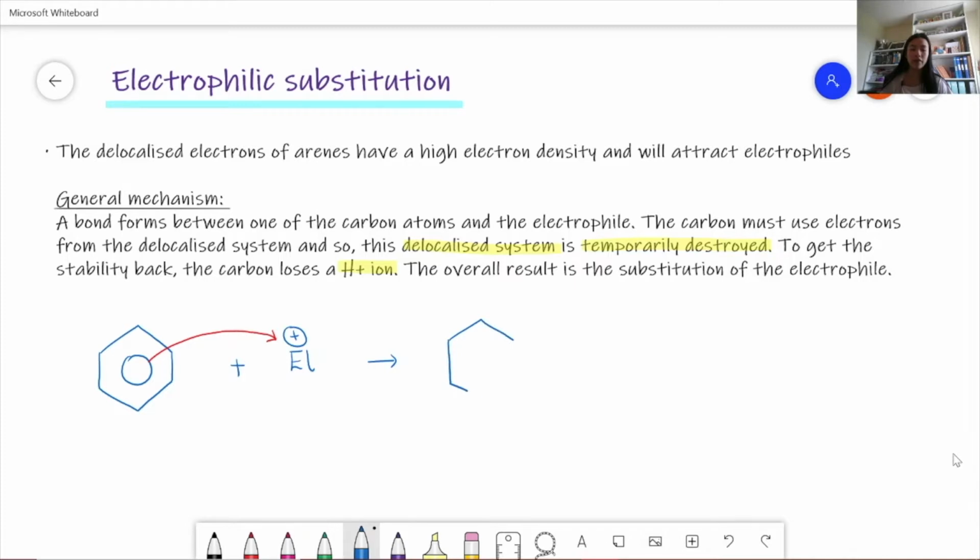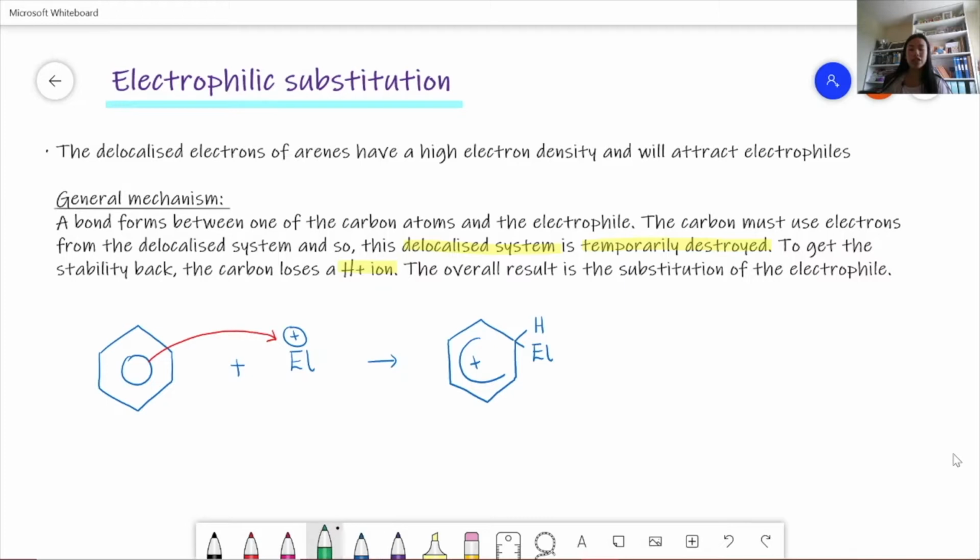is, again, we draw the hexagon, but this time we're going to have a temporarily destroyed benzene. So the delocalized system is temporarily destroyed. And so on this carbon, we're going to have a hydrogen, and I'm going to attach the electrophile also onto this carbon. And one thing to note is with the first diagram of benzene that I've drawn, obviously we assume that each carbon has one hydrogen attached. So now we're just honing in on one of these carbons that I've attached the electrophile to.